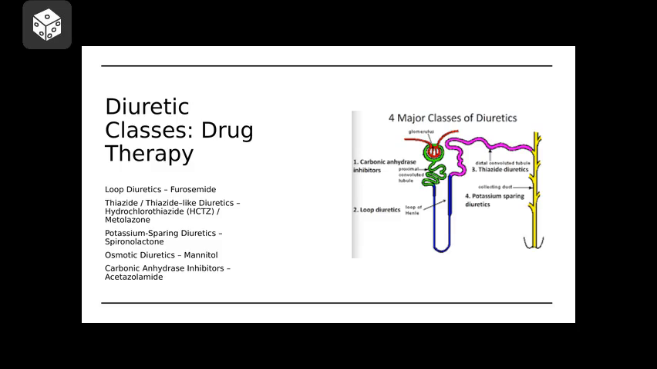So we're going to talk about all 5 types: loop diuretics, thiazide and thiazide-like diuretics, potassium-sparing diuretics, osmotic diuretics, and last one, carbonic anhydrase inhibitors. I kind of like this slide. You can see in the tubules where these diuretics work, just so you can get an idea in your head when we're talking about these things.